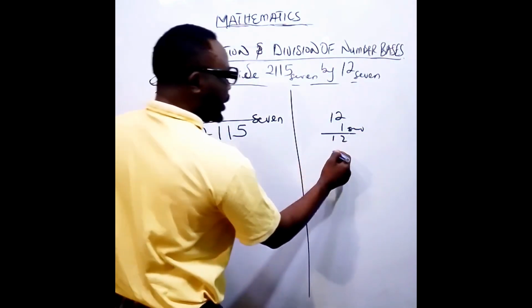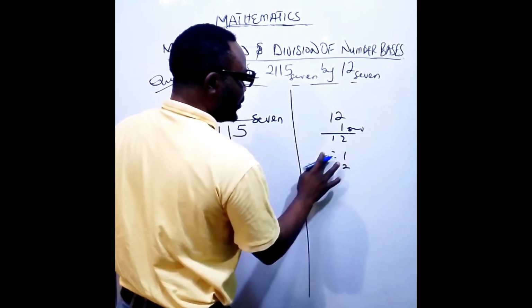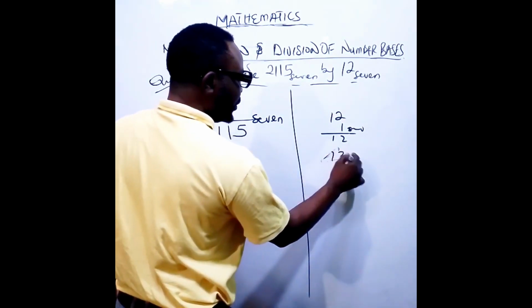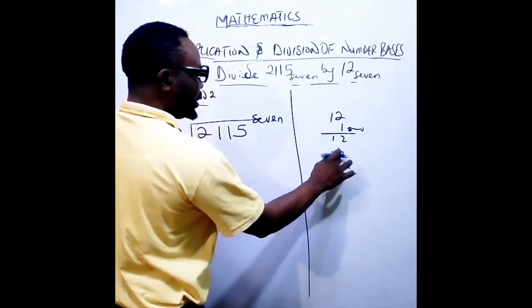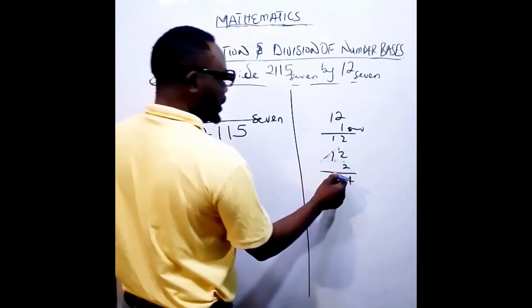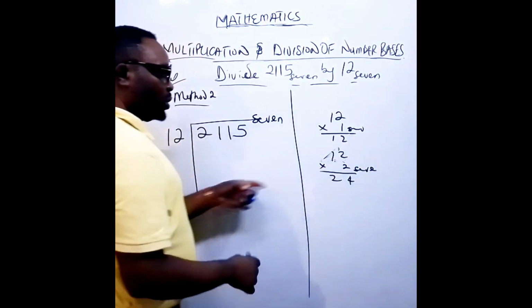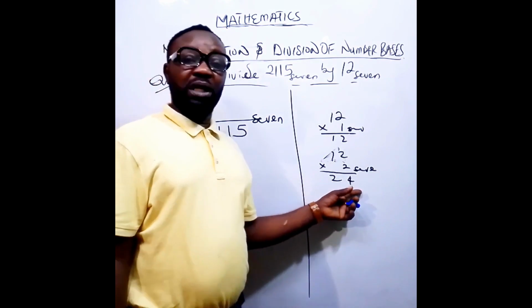What about multiplying by 2? 12 multiplied by 2: 2 times 2 is 4, you can write the 4 down. 2 times 1 is 2. It's still in base 7, don't forget. So once the values we get are not up to 7, you can continue writing them like that.